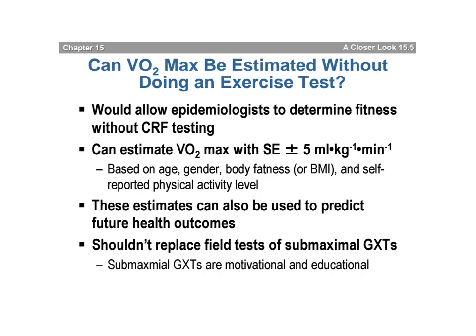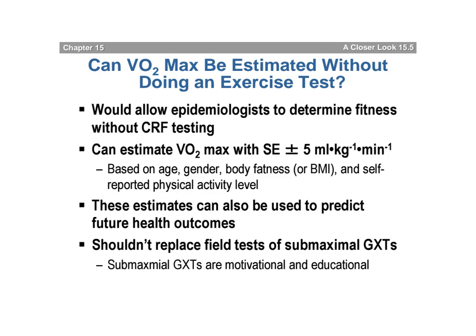So one idea that may seem a little crazy is that certain epidemiologists have tried to figure out if VO2 max can be estimated without doing any sort of exercise test whatsoever. The reason they want to do this is because it would allow them to do surveys of lots and lots of people and see what sort of risk factors are correlated with VO2 max. So it turns out that it's actually possible.